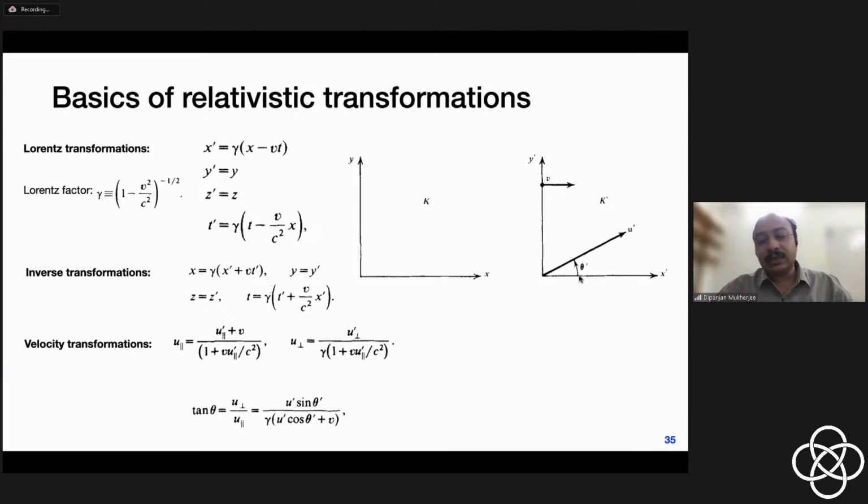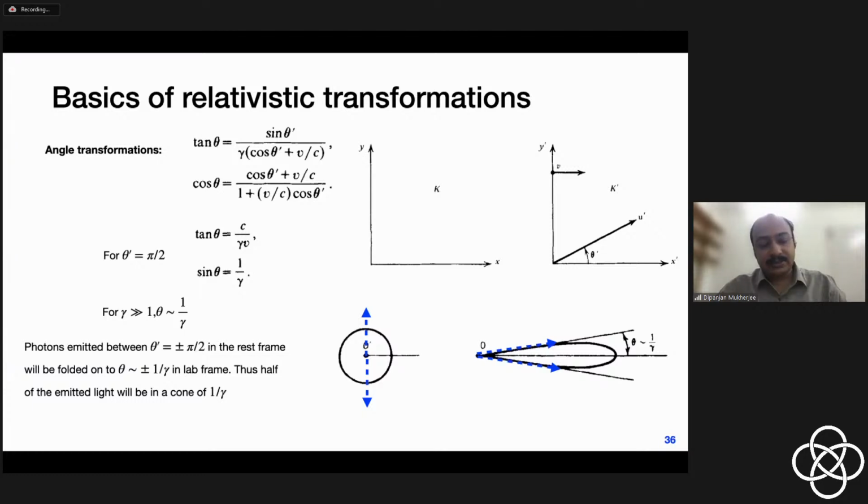The angle theta prime in the moving frame is related to the angle in the static frame, or lab frame, in this way. For highly relativistic speeds, if your beta is extremely large, you can show that for theta prime equal to pi by 2, sine theta is 1 by gamma. So it is often quoted that your angle in the lab frame for relativistic motions goes as 1 by gamma, and this is nothing but taking this angle transformation from basic special theory of relativity.